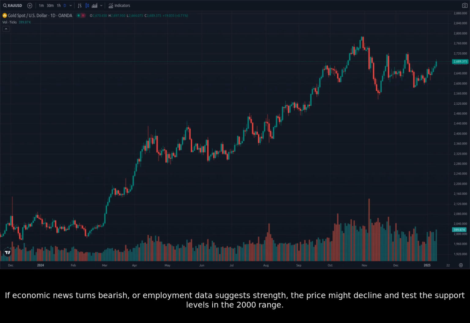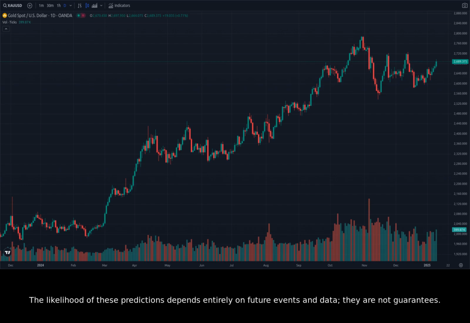If economic news turns bearish or employment data suggests strength, the price might decline and test the support levels in the 2000 range. The likelihood of these predictions depends entirely on future events and data. They are not guarantees.